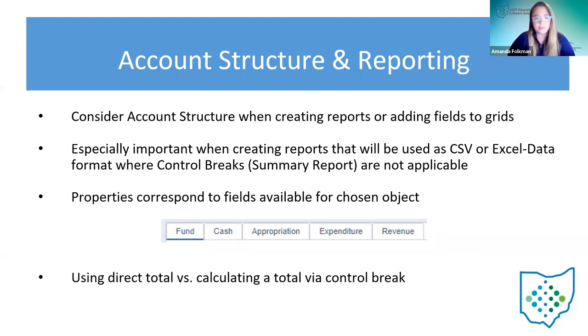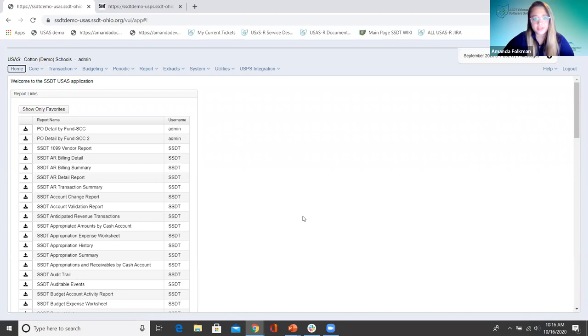And then also keeping in mind that the properties correspond to fields available for the chosen object. So when you're creating a report, you're pulling that directly from a specific object. And for the account reports, that would correspond to your expenditure account grid. And then this does also apply when you're using direct totals versus calculating a total via the control break. So a lot of these things are easier to actually look at in context. So let me get my redesign instance up here.